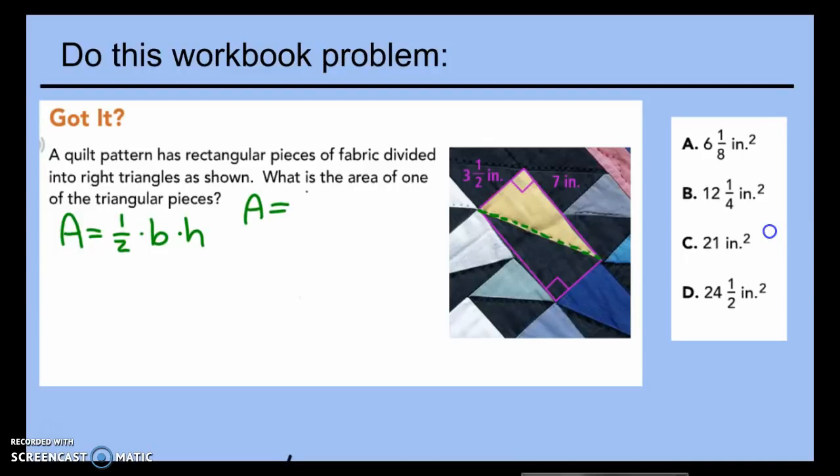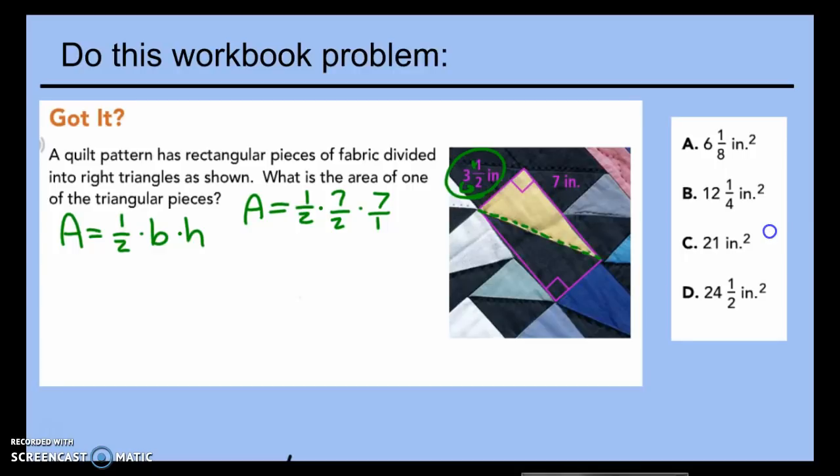Area equals 1/2 times 3.5. We can go ahead and turn that into an improper fraction, which is 3 times 2 plus 1, 7/2. Times 7, which we can put over 1, because any number over 1 is just a whole number. Okay, so we have our formula, we have our problem set up, now we just have to multiply it all together.